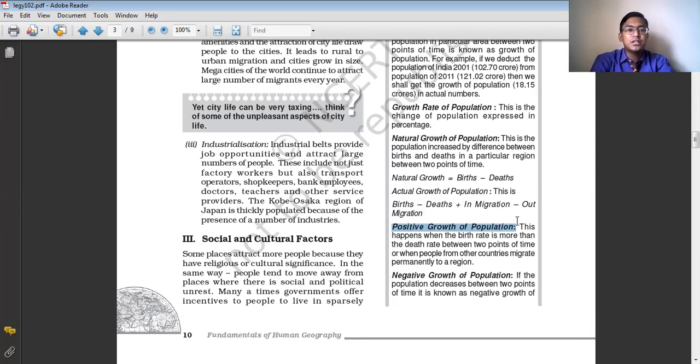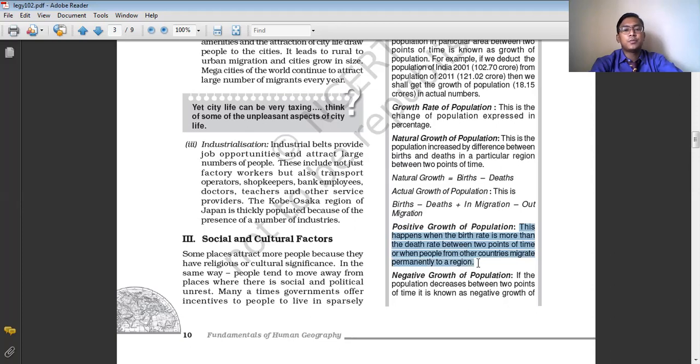And in some exceptional cases, instead of increasing, the population decreases. That is the negative growth of population. It happened one time in our country. In one census year, instead of the population increasing, there was a decrease. So in that particular census year, we had a negative growth of population. There are various factors responsible for negative growth of population, which we will be discussing.